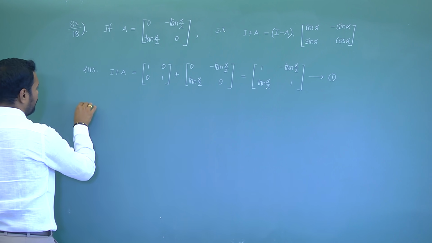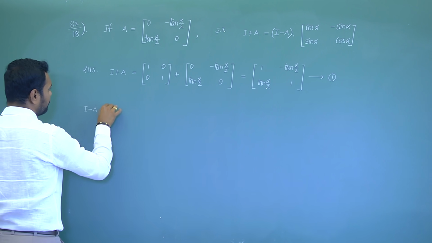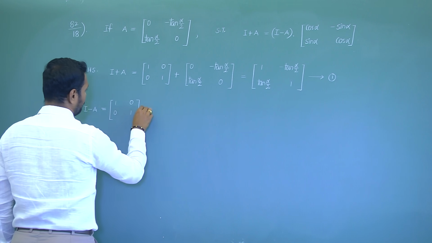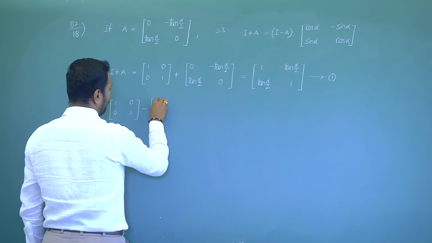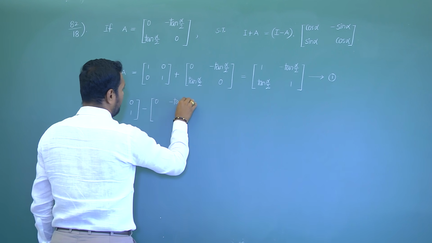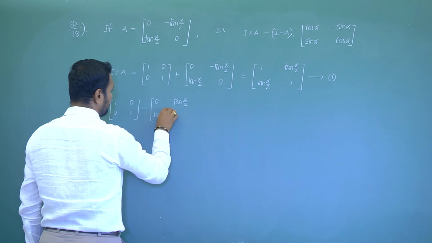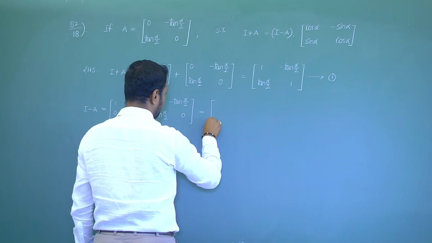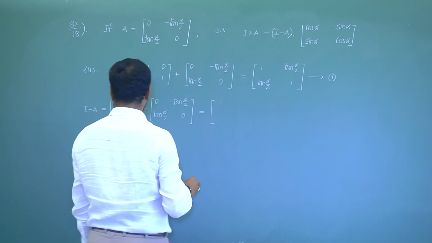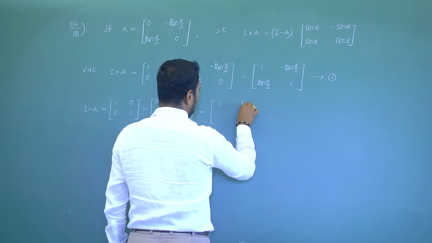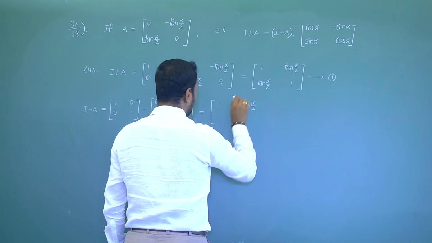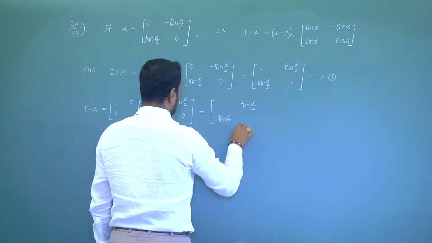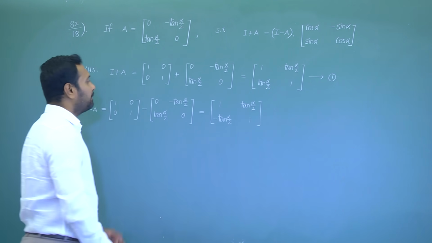In the RHS, first I am calculating I minus A, which equals [1, 0; 0, 1] minus [0, minus tan alpha by 2; tan alpha by 2, 0], which equals 1 minus 0, 1; 0 minus of minus, plus tan alpha by 2; 0 minus tan alpha by 2; 1. This is I minus A.